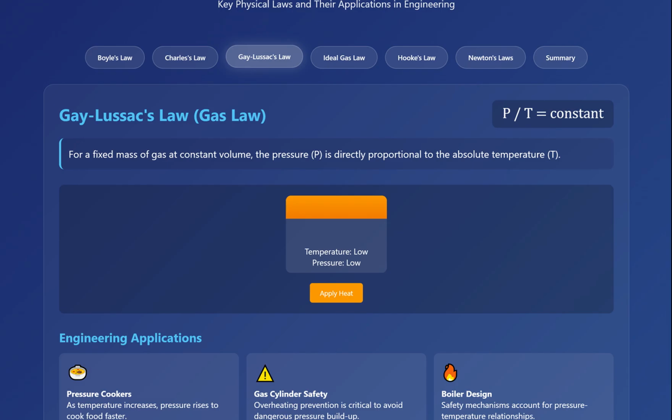But what did he obtain? He obtained that the pressure is directly proportional to absolute temperature. Which means if you increase pressure, temperature increases. If you reduce pressure, temperature reduces. We call it Gay-Lussac's law.